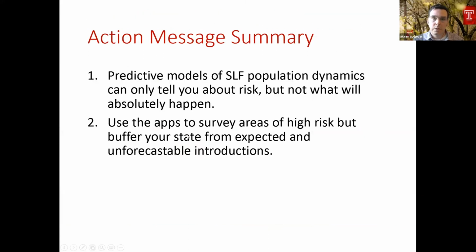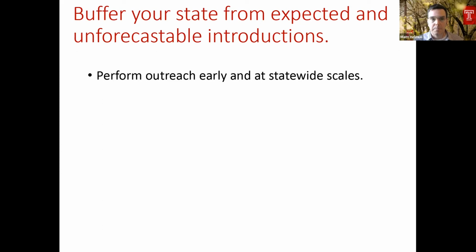So then, using these applications that I showed you, using the types of models that you'll be seeing continuously as we continue to develop our science, use these apps to survey the areas of high risk. We know where there are areas of high risk, but then try to buffer your state or your area from expected and unforecastable introductions, like that Indiana introduction. How then do we do that? How do we buffer our state? Here are three actions that I think all of you should think about.